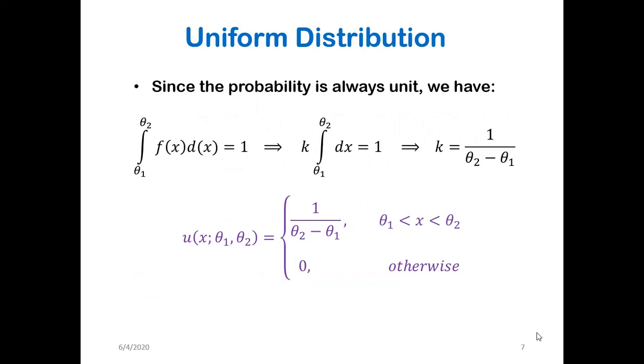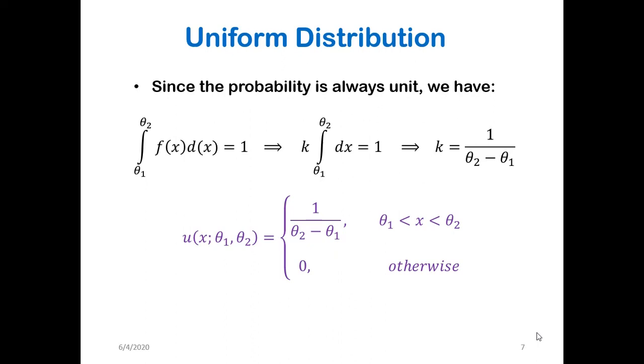Now, as usual, as we know in probability, we have what we call a probability density function. Now, if our function is defined between 2 points, theta 1 and theta 2, what we expect is that if we integrate that function within the given limits, it should equal 1.